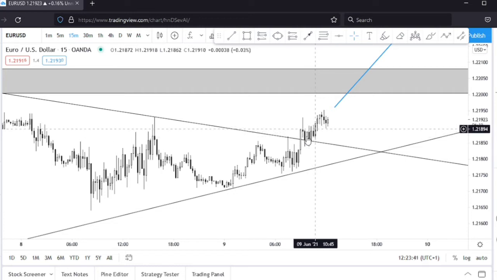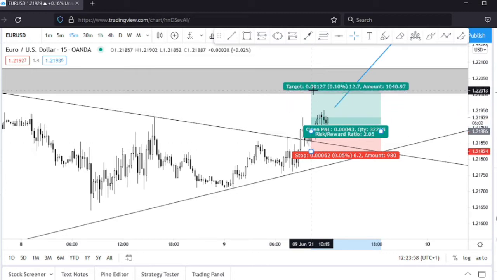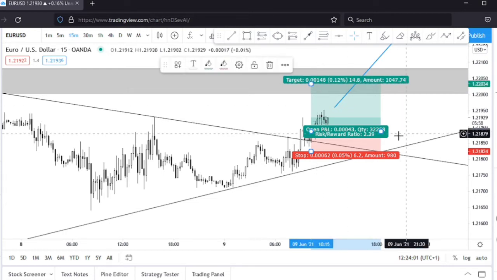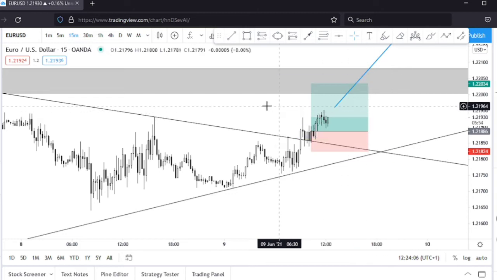So if you're one of those who took these buy opportunities, congratulations. You'd probably be looking to exit the trade at this resistance level over here. If I had taken this trade, I would have entered around that level, my stop loss just below there, and my TP just around this level, taking about maybe 15 pips on this particular trade.